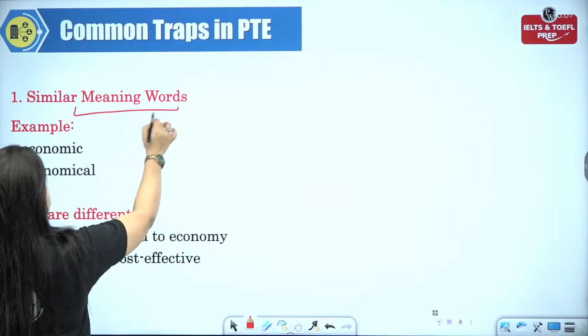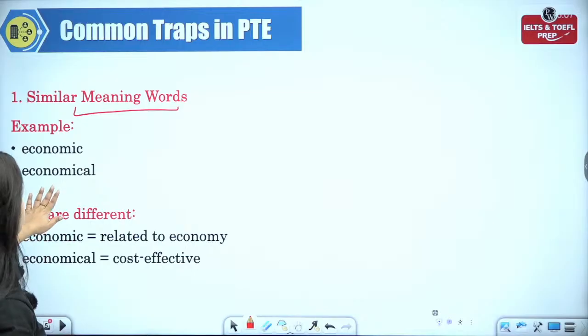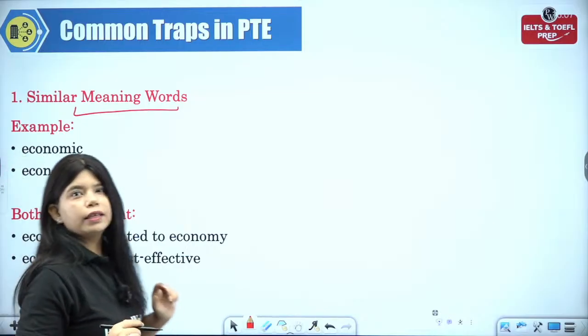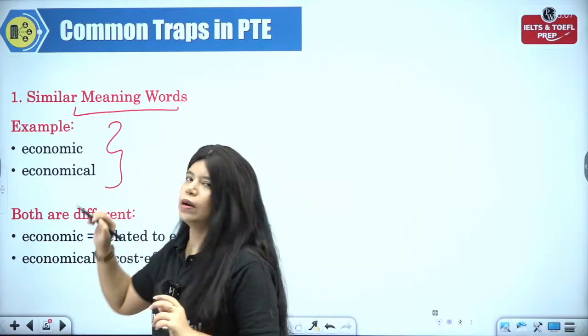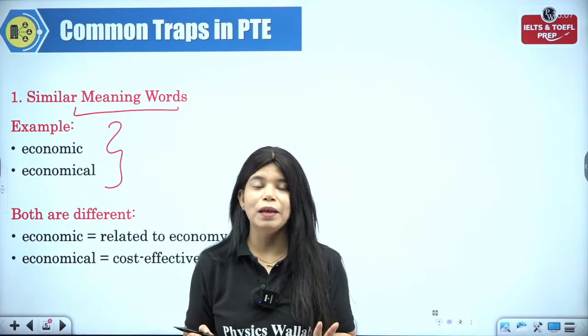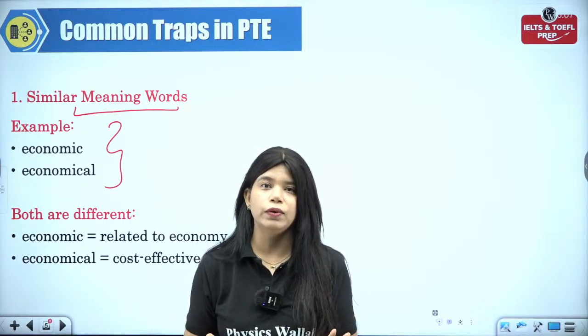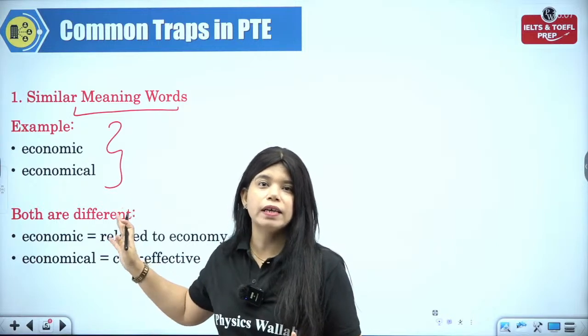Trap number 1 is similar meaning words. For example, if you look at these two words, economic versus economical, these two words sound very much the same, but they have absolutely different meanings. And ऐसे काफी सारे words होते हैं.